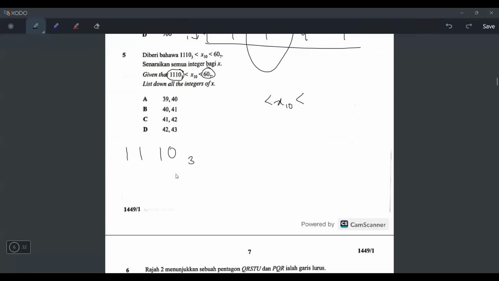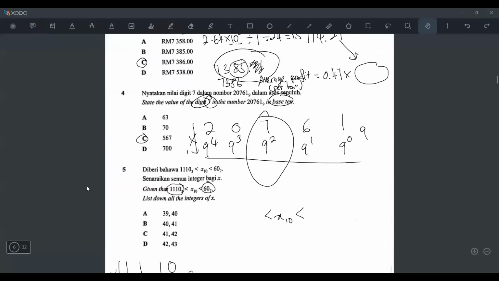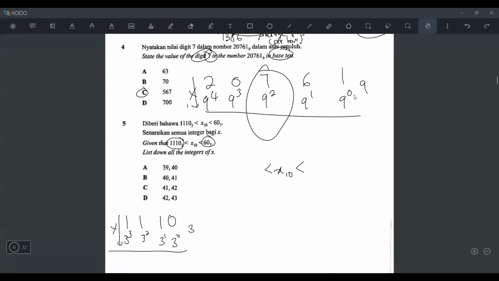1110 base 3, write down the place value. 3 power 0, 3 power 1, 3 power 2, 3 power 3. And then times all together. If it's base 3, then the place value will be 3 power 0, 3 power 1, 3 power 2, and so on. If it's base 7, then it will be 7 power. But if it's base 9 number, then it will be 9 power 0, 9 power 1, 9 power 2. And always start from the right to left.